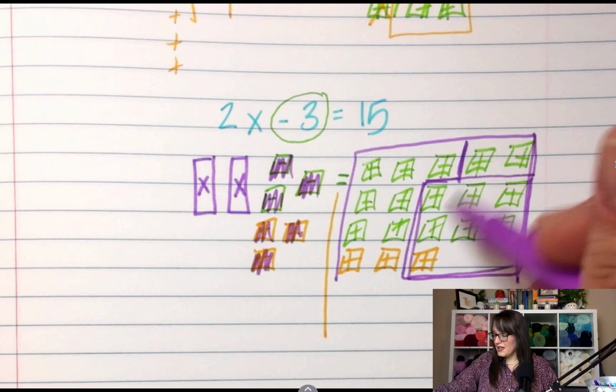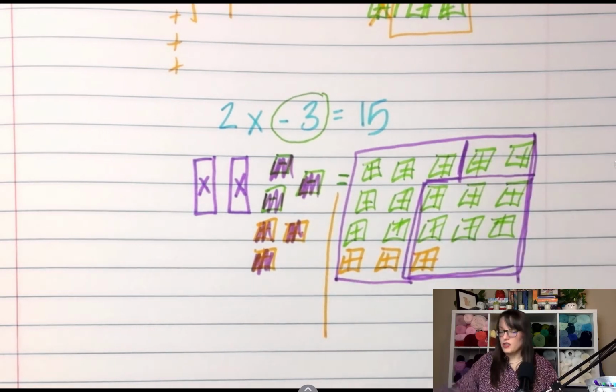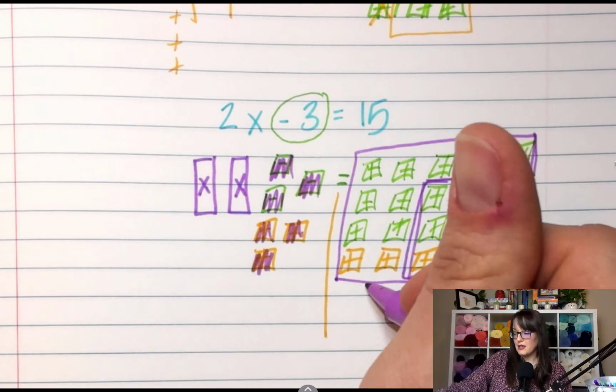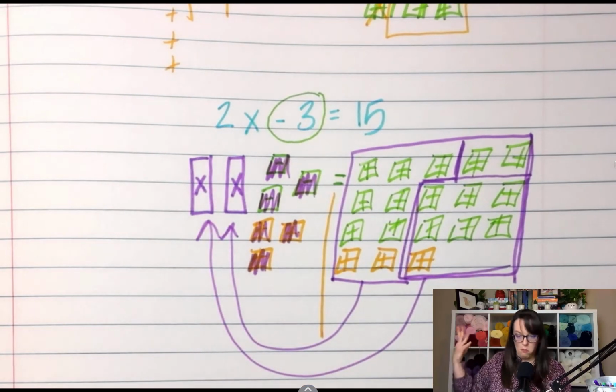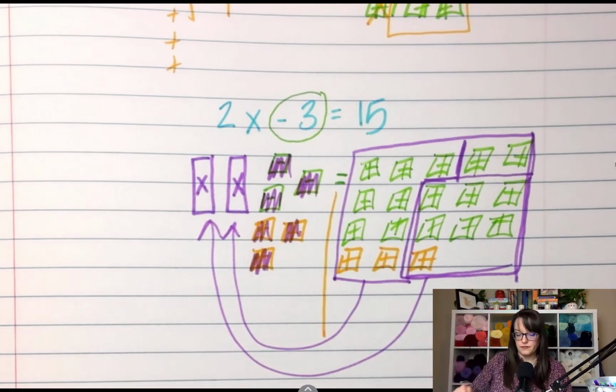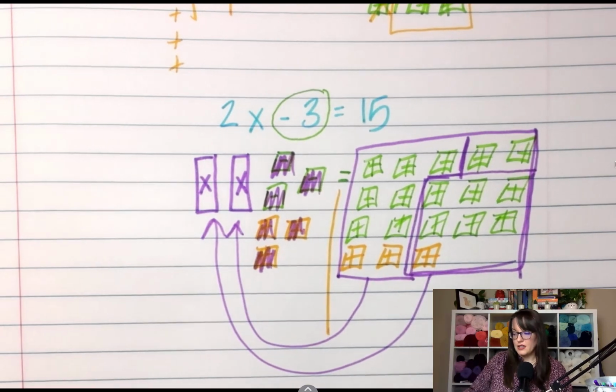So here's 9. Here's 9. 2 groups, 2 boxes. This group can go with that group. This group can go with that group. 9 and 9 is 18. All right, let's look at another one.